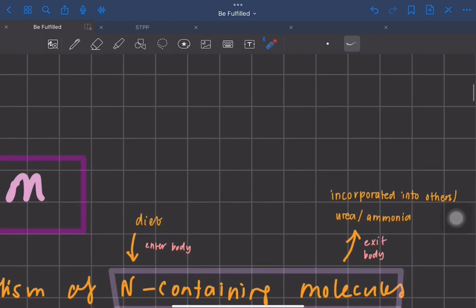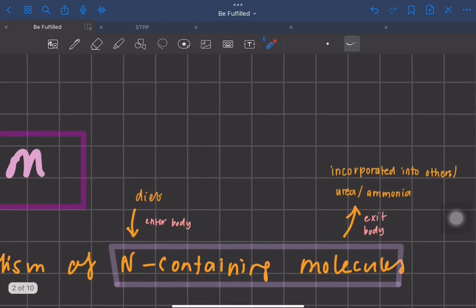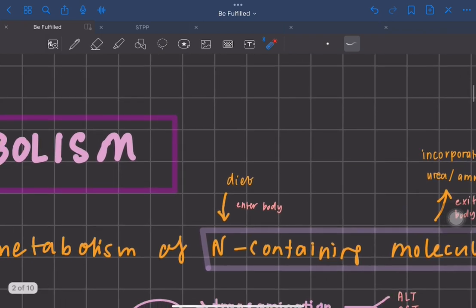Okay, so daripada mana nitrogen ni datang? Daripada diet, it enters the body through our diet. Dan dia keluar daripada badan, exit the body as urea or ammonia ataupun incorporated into other substances.